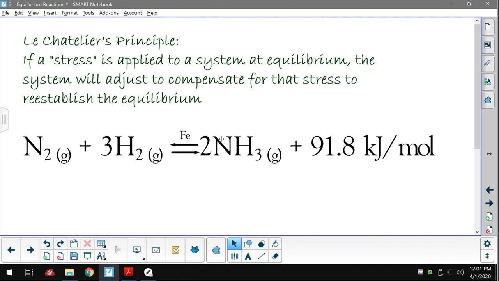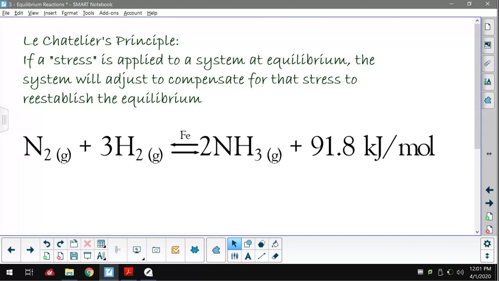It tries to make, well, my concentration of ammonia keeps going down, my concentration of nitrogen and hydrogen keeps going up, I've got to make an equilibrium, so it's going to go in the forward direction. Similarly, we could also remove heat from this reaction, right? Pull it out of the reaction, and that would also conceptually force the reaction to go in the forward direction.